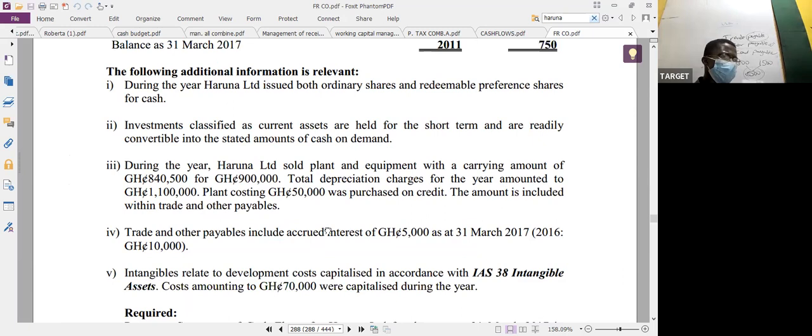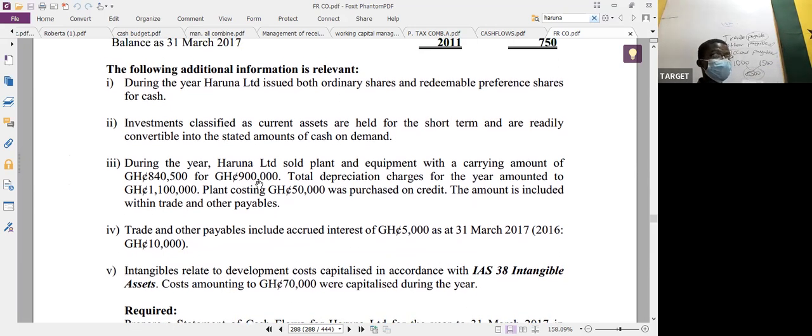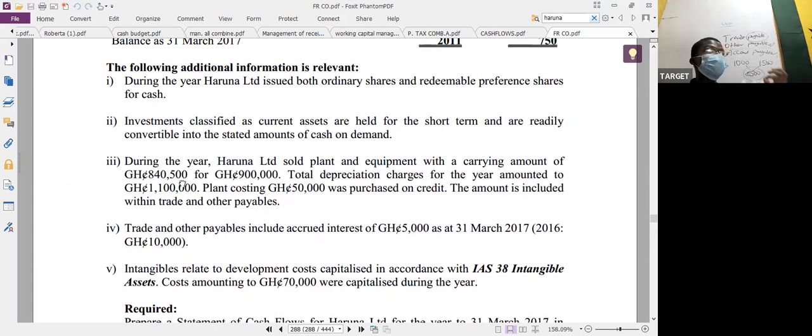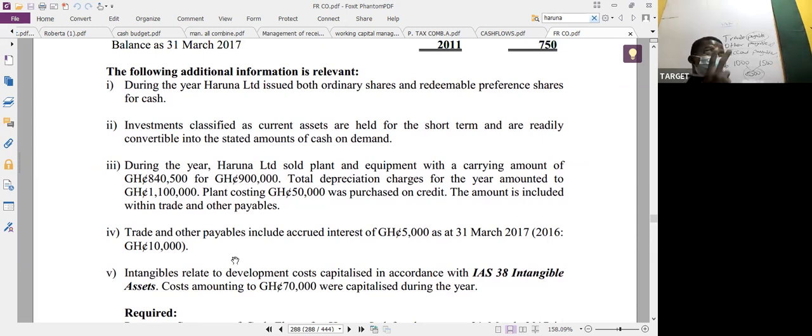Now, note number 3. During the year, Haruna Limited sold a plant. I told you always they will sell a plant. With a current amount of what? 840. 4,900. Have you seen? So now they have given the 4, that's the proceed. Current amount is given. But the profit and loss on the disposal have been what? Hidden from us. I told you that every time we give you 2 out of the 3, you must find what? The third, the unknown. Simple as that.